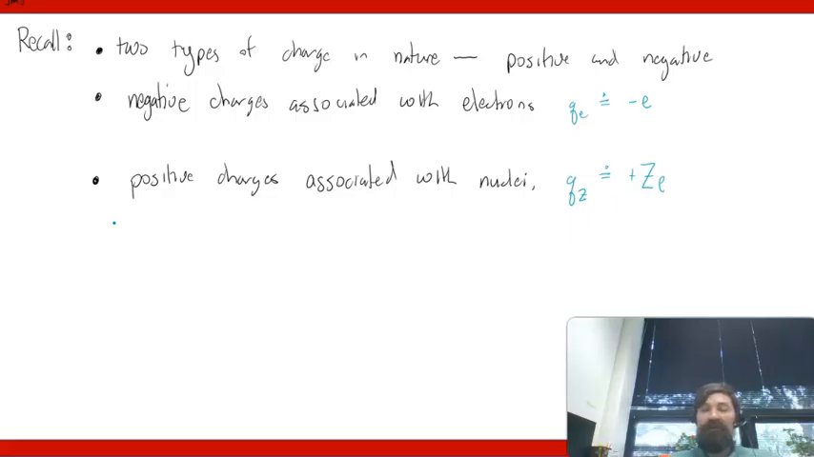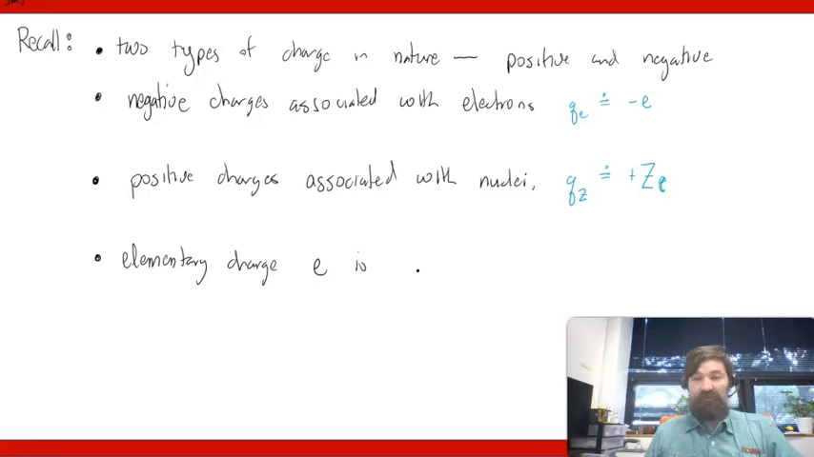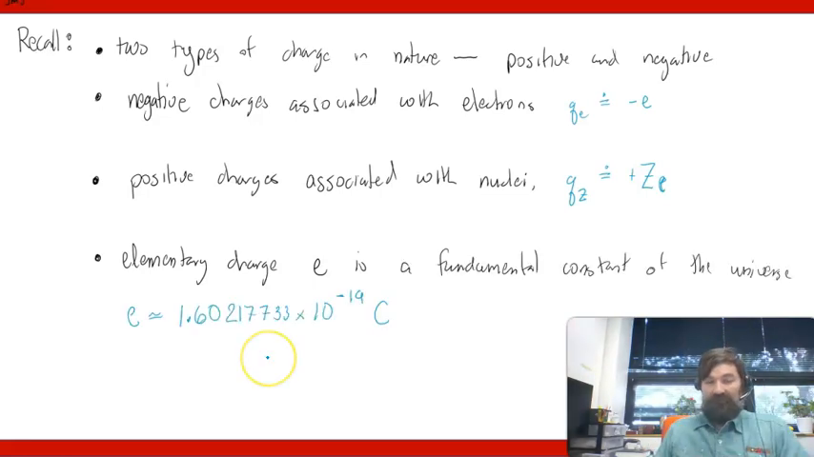So the charge of an electron is the elementary charge, negative value. The charge of a nucleus is the number of protons, basically the atomic number Z, times the elementary charge. This is a lowercase e for elementary charge. And that elementary charge e is a fundamental constant of the universe, and it has a value of about 1.602177733 times 10 to the minus 19 coulombs.